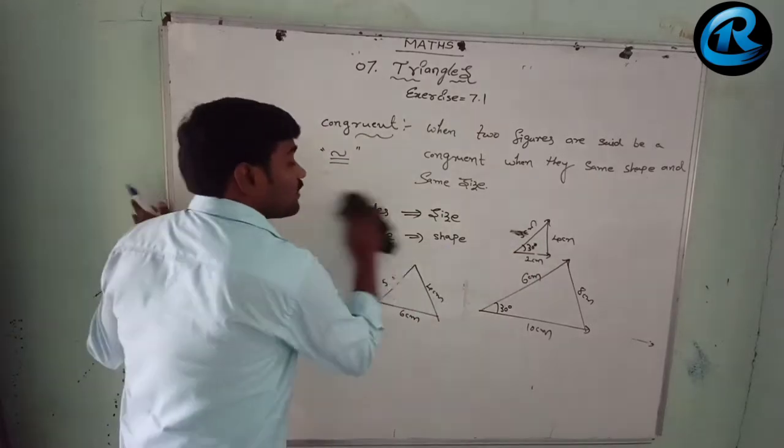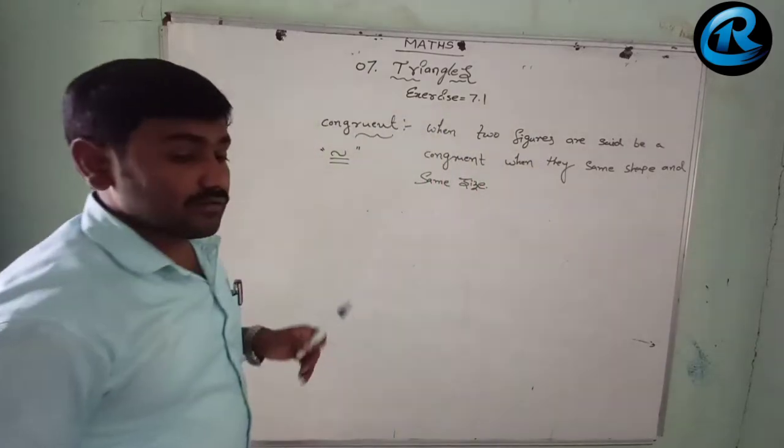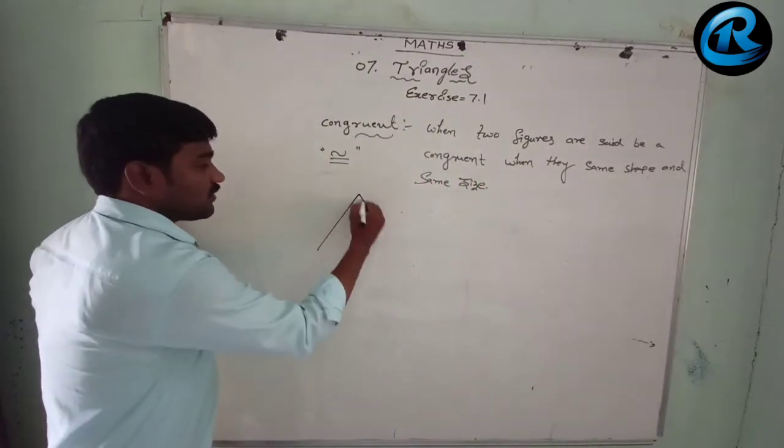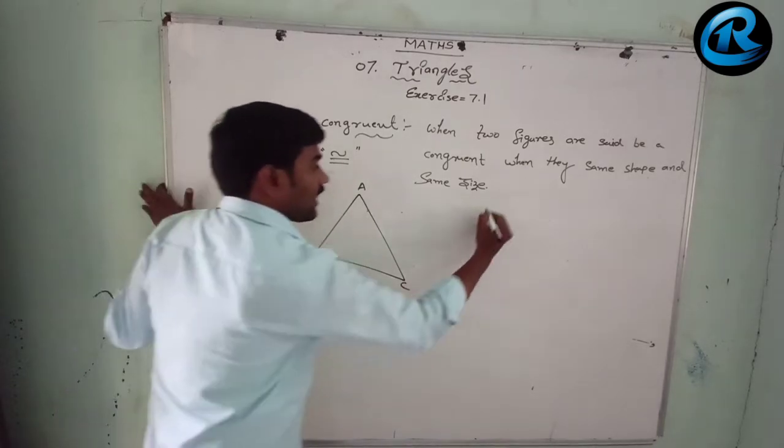Let us go for some more congruence rules. Let us see, we'll take two triangles now. Let us take two triangles, triangle ABC and triangle PQR.